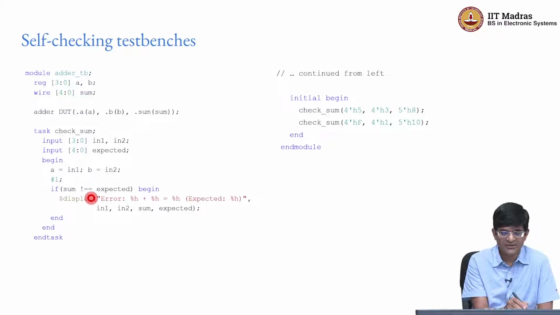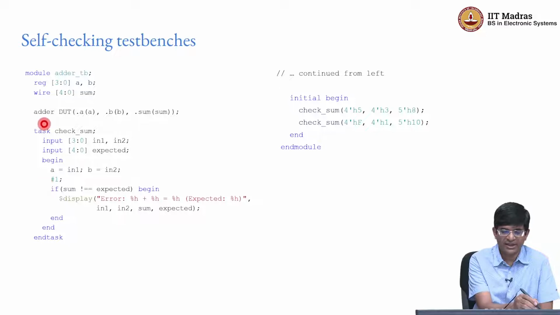And what it says is if sum is not equal to the expected value, right? Notice that it's not actually calling a function to calculate sum. It assumes that since the adder is there, once I have applied the inputs and waited for 1 nanosecond, sum has automatically got updated. So there's no calling the function out here. Sum automatically gets updated because I've applied the input. I check whether the output is equal to the expected output. If not, then I display an error.